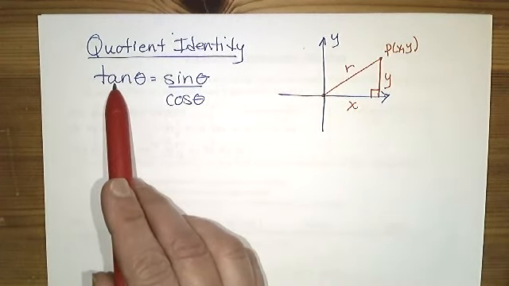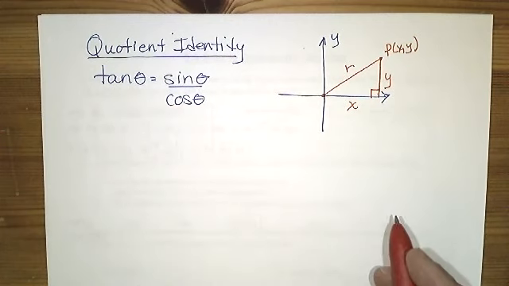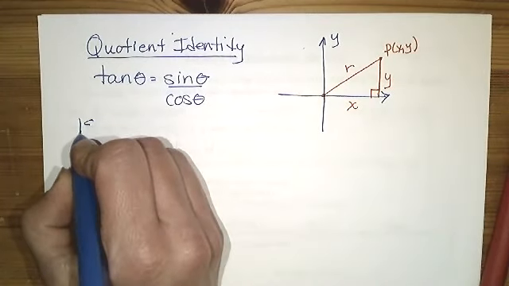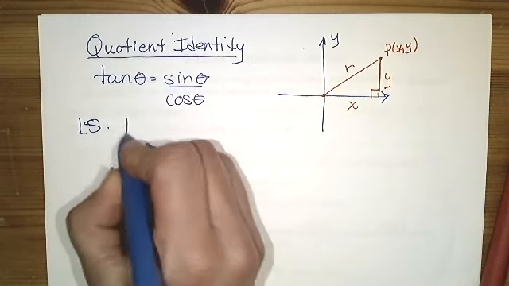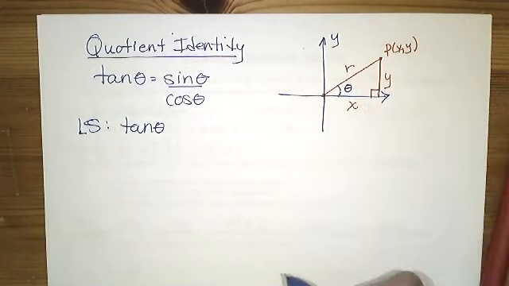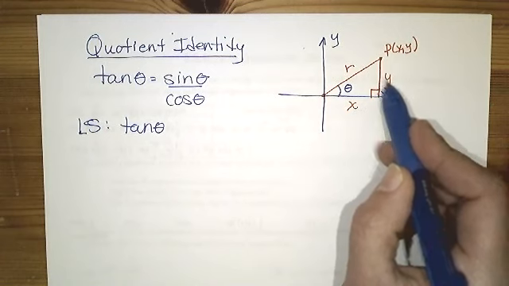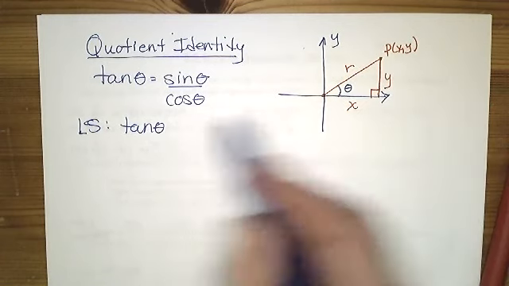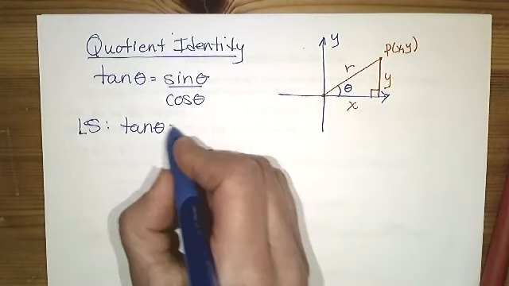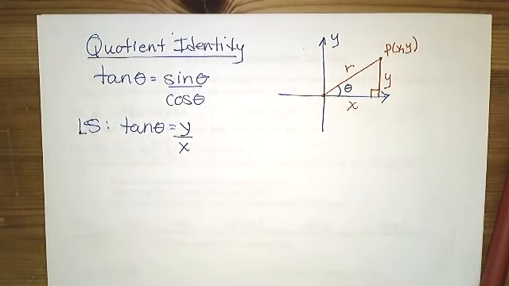So we want to prove that tan theta is equal to sine theta over cos theta. So let's just take the left side of our equation here, which is tan theta. And we're just going to use our triangle here, and we're going to write tan theta in terms of x, y, and r. So we know tan theta would be our opposite side over the adjacent side. So tan theta would be y divided by x.